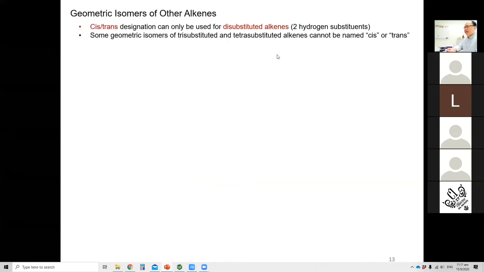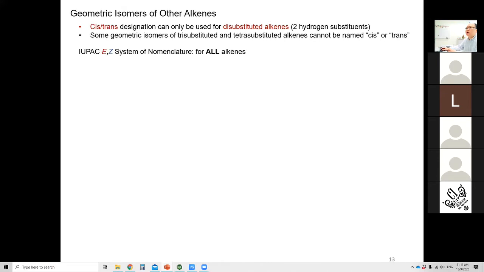Okay, but it needs to be pointed out that the cis-trans designation can only be used for disubstituted alkenes. That means two hydrogen substituents. Only an alkene with two hydrogen substituents can be called cis or trans. So, for example, if you have a tri-substituted or tetra-substituted alkene, you cannot call it cis or trans. That is just plainly wrong. So we need a broader definition for the isomers of alkenes.